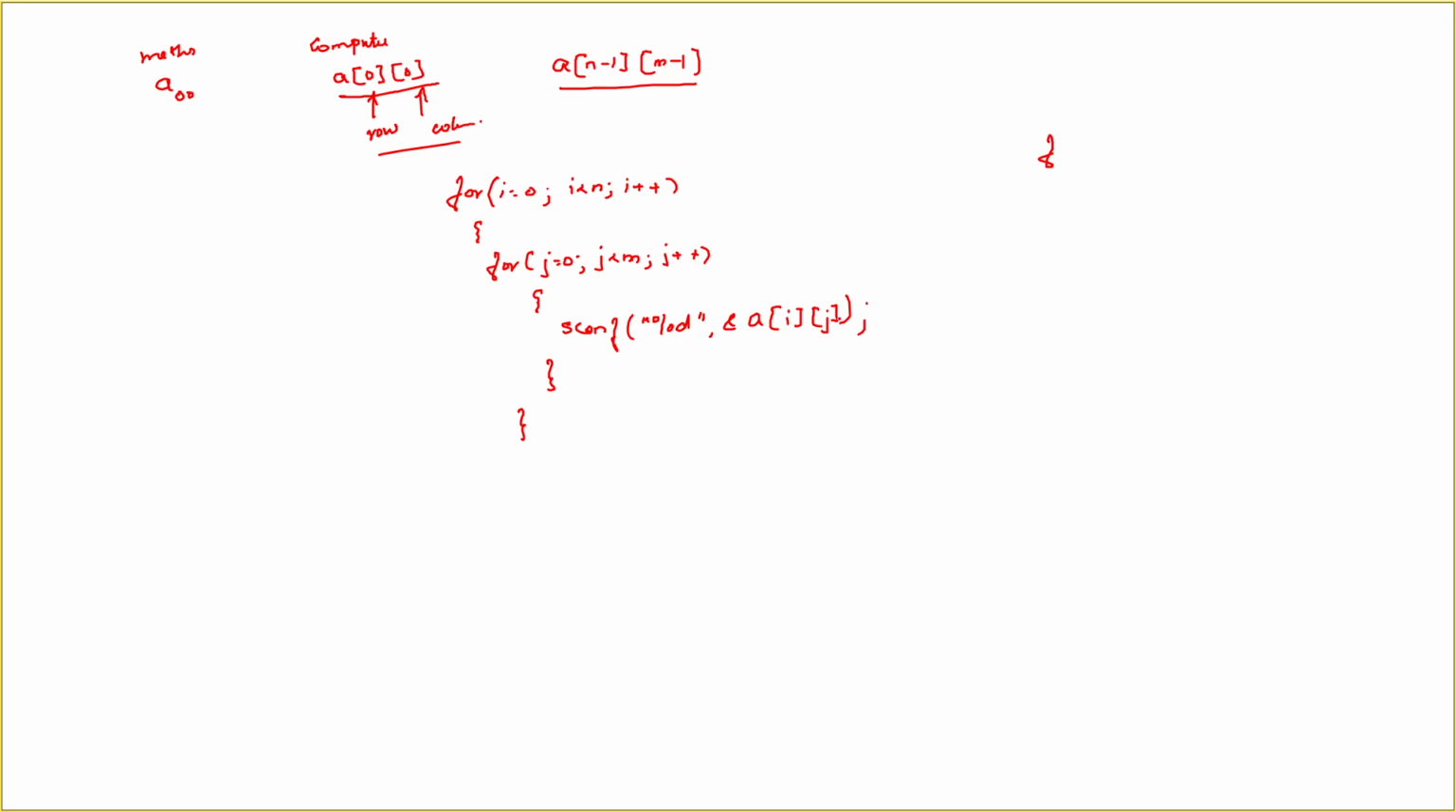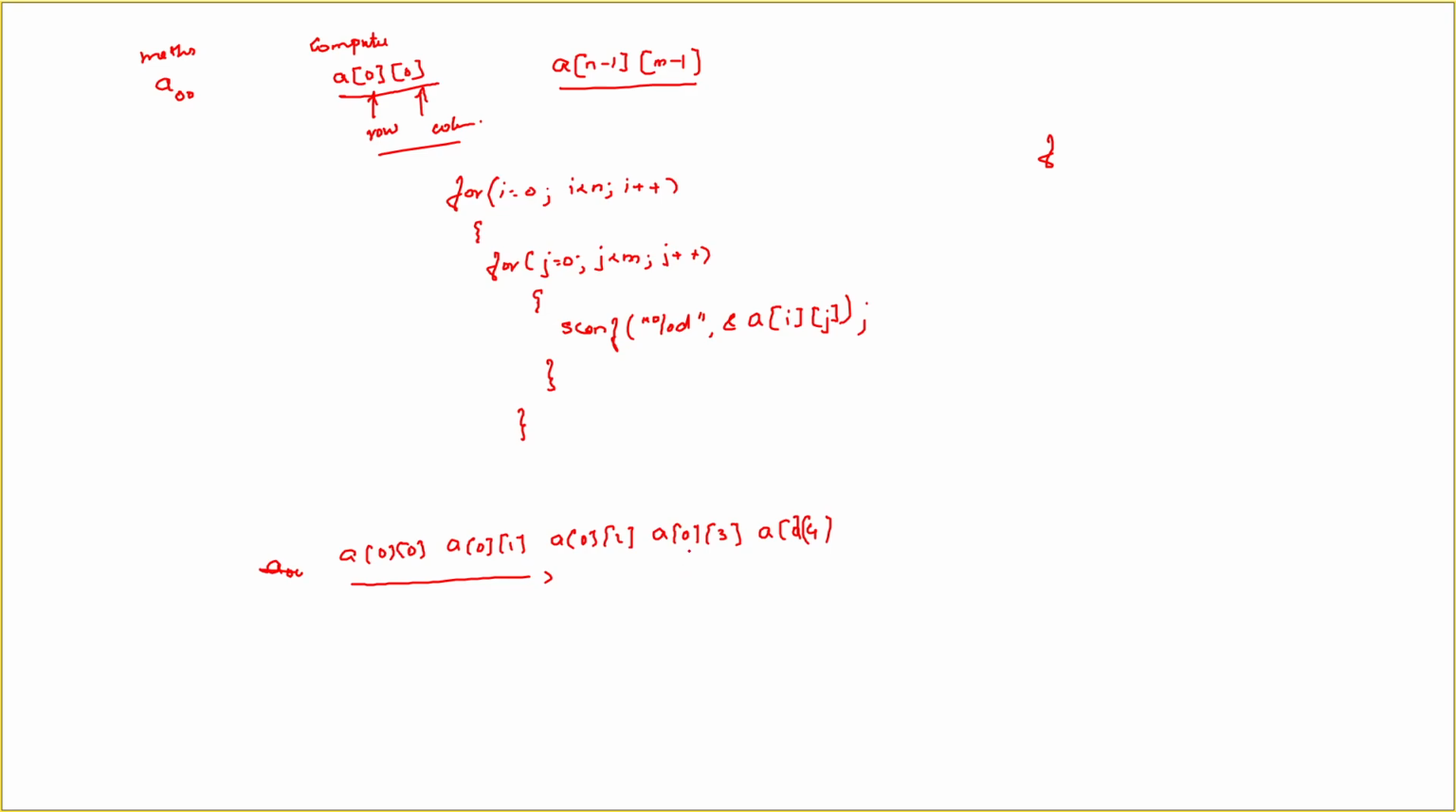You all know that if I write printf here, the elements will be displayed like a of 0 0 first, then a of 0 1, then a of 0 2, then a of 0 3. After that, since there are 4 columns, the next element displayed will be a of 0 4. So every element will be displayed in a line.